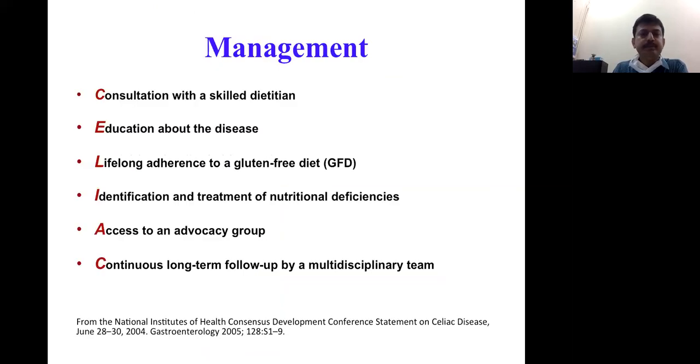In terms of management, it is nicely summarized by the acronym CELIAC. C stands for consultation with a skilled dietitian. E is for education about the disease. L, which is the cornerstone of therapy, is lifelong adherence to a gluten-free diet. This is the main aspect of therapy: the patient has to be on a gluten-free diet lifelong. I is for identification and treatment of other nutritional deficiencies. A is access to advocacy groups, and C stands for follow-up. So these are the main steps of therapy in a celiac disease patient.